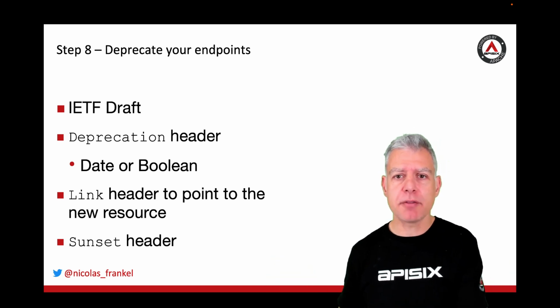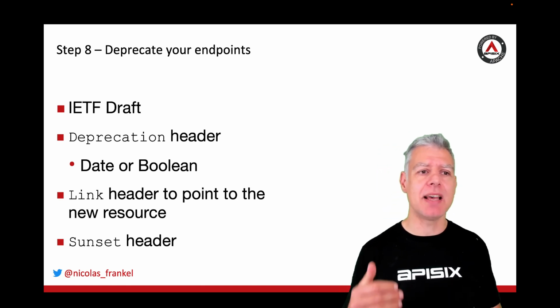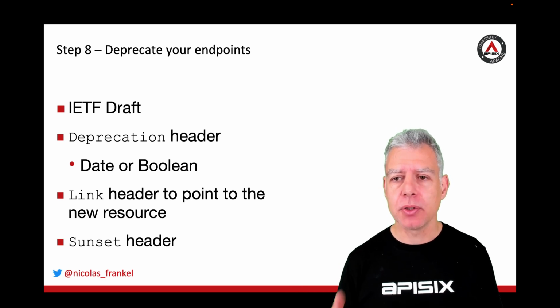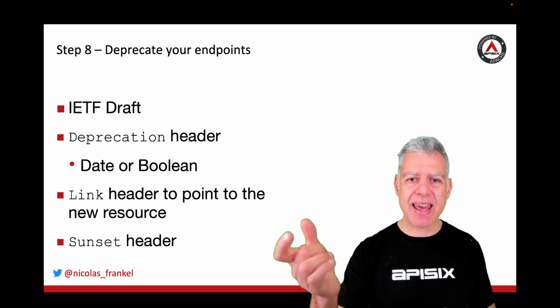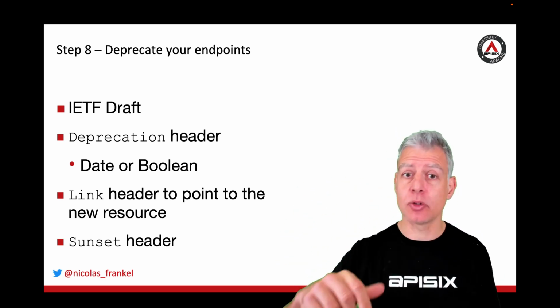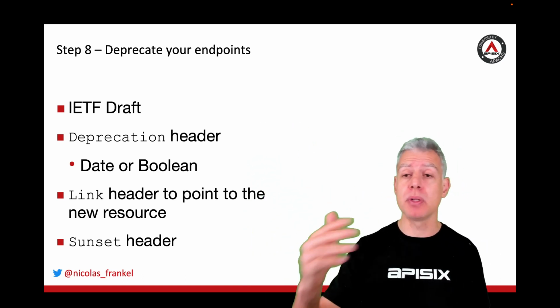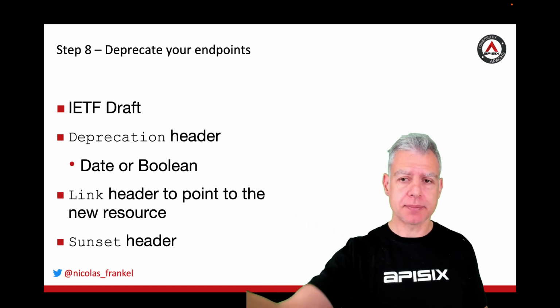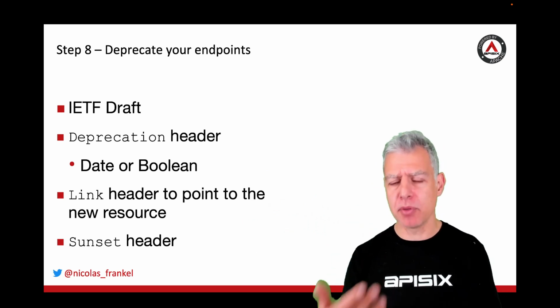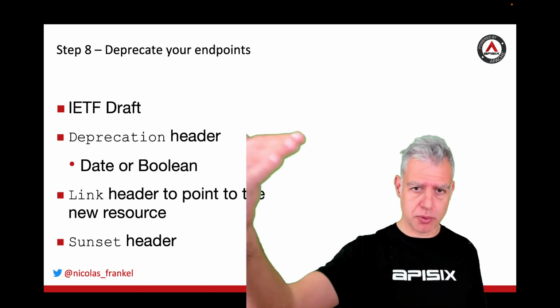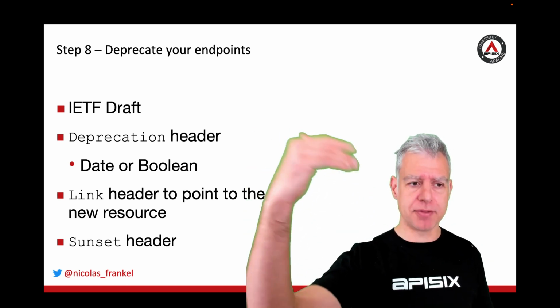The only thing that I found is an IETF draft that tells about the deprecation header. So you would tell in the deprecation header either a date at which time in the future your endpoint will be deprecated or a boolean which says it is deprecated. In the demo, I'm using a boolean, which of course you shouldn't do because you want to tell your users ahead of time.